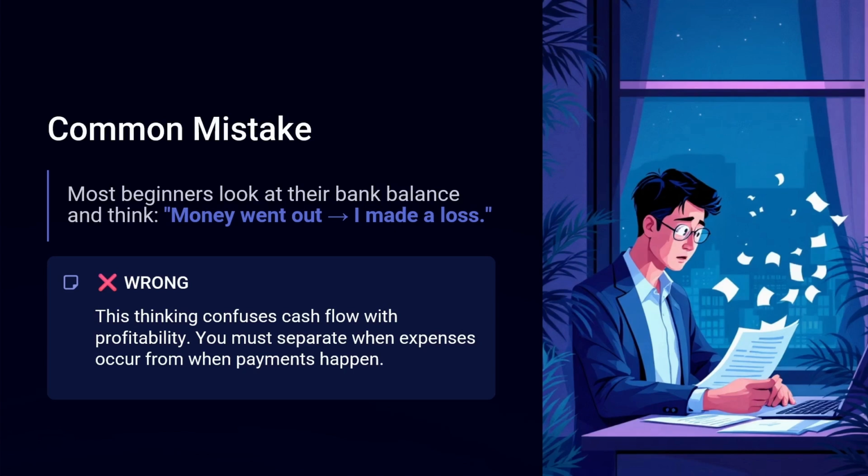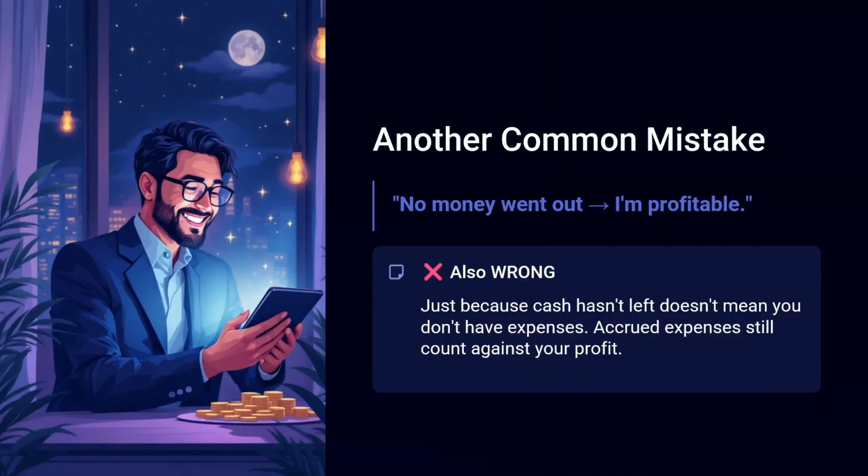Common mistake. Most beginners look at their bank balance and think, money went out, I made a loss. But this is wrong. This thinking confuses cash flow with profitability. You must separate when expenses occur from when payments happen. Another common mistake: no money went out, I am profitable. Also wrong. Just because cash hasn't left doesn't mean you don't have expenses. Accrued expenses still count against your profit.